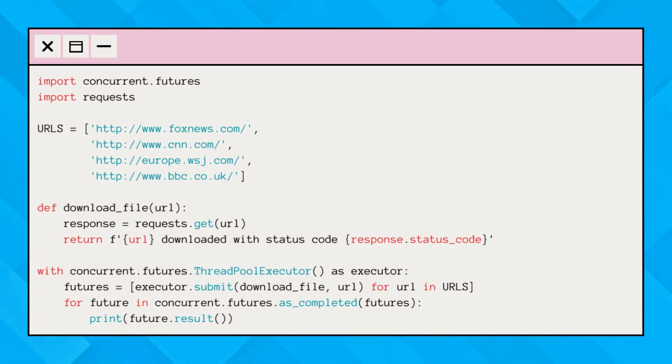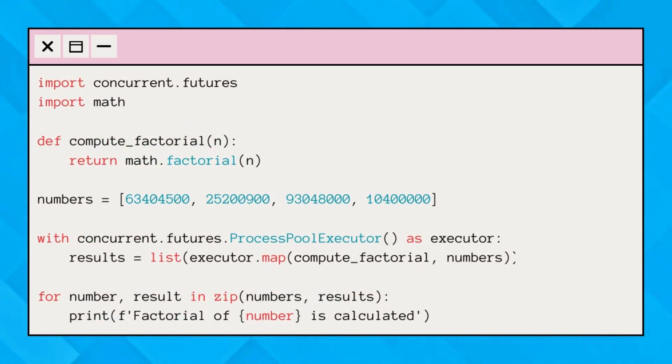Here's a more practical example. This example has a list of URLs. The download_file function retrieves the contents of each URL. Using ThreadPoolExecutor, we can download all of the files at once, rather than one by one. Now let's move on to another example.